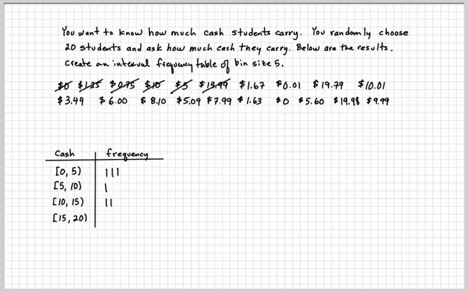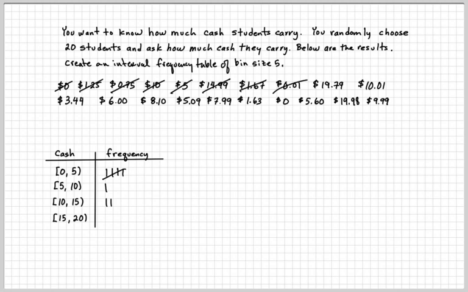$14.99 goes in the third bin. $1.67, first bin. 1 penny, first bin. Now, you can see that I crossed out. I have 4 and then I crossed it out to represent 5. Do you have to do that? No, but it's easier to read when you have those line strikes.